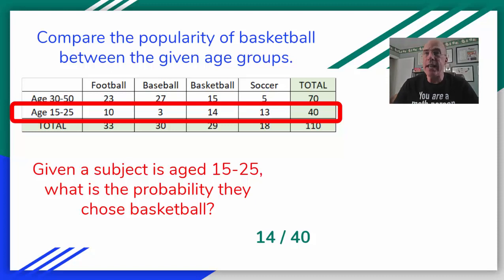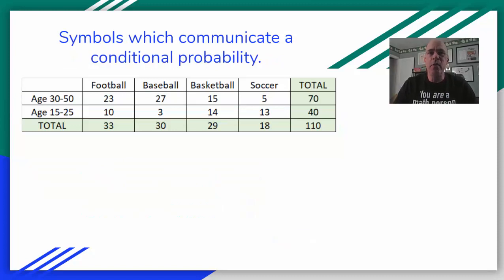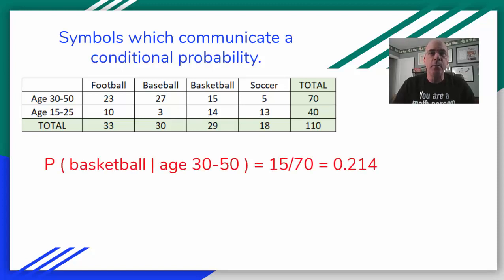So here we have this long sentence to do the probability, but we also have symbols for this as well. We have symbols which communicate a conditional probability. Let's look at the two we just did. For example, we just found the probability that someone likes basketball given that they're age 30 to 50. So here, notice the symbols. That vertical bar, and it is a vertical bar, means given that. So this means the probability someone likes basketball given that they are age 30 to 50 is 15 over 70. And I can turn that into a decimal if I want to. That's 0.214.